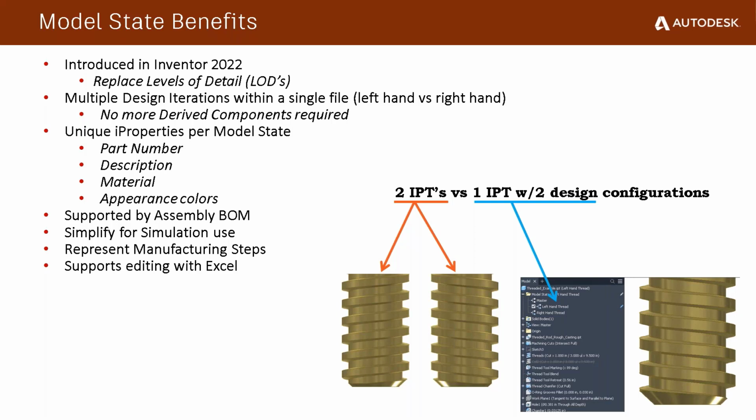With one piece part file containing multiple design iterations, you no longer have the need to incorporate a derived component. We could do left hand and right hand before, but we would have to model one of them, one configuration, say the left hand.